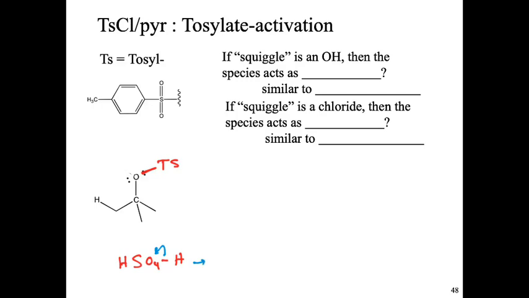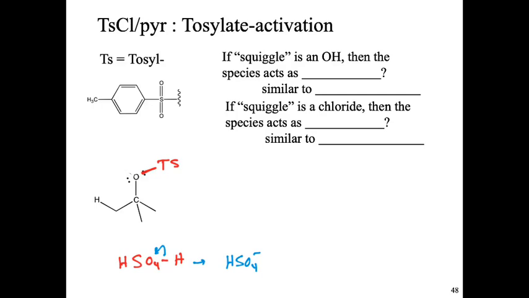Why is sulfuric acid such a strong acid? Because it ionizes completely. Why would it ionize completely? Because you have such a stable leaving group. It's exceptionally stable.